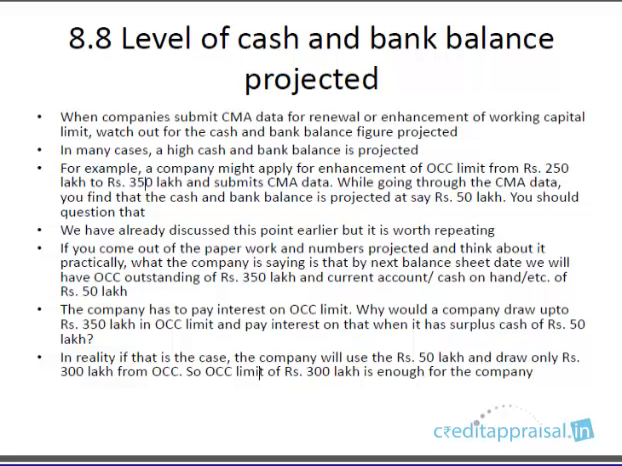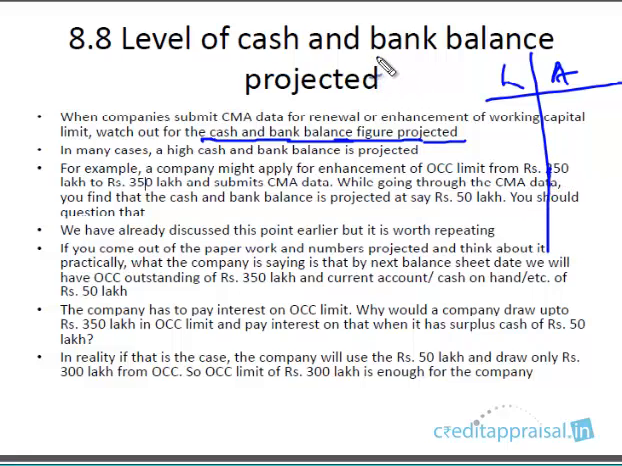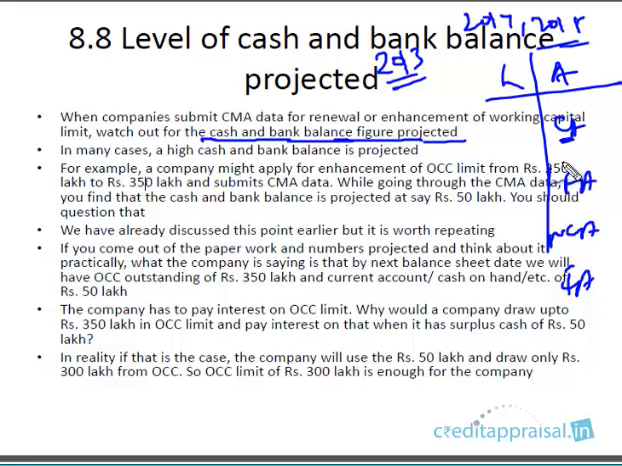When companies submit the CMA data for enhancement or renewal, there is one item you should always watch out for. That is cash and bank balance projected. If you recall the CMA data, liabilities, assets. They'll be submitting CMA data for the next 2 years. Say for example we are in 2013. For the next 2 years, 2014-15, they will be submitting CMA data if it's for working capital renewal or enhancement. So under assets you have current assets, fixed assets, non-current assets, intangible assets. Under current assets there is an item called cash and bank balance projected.